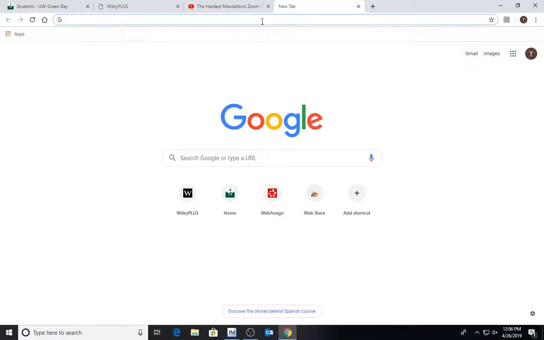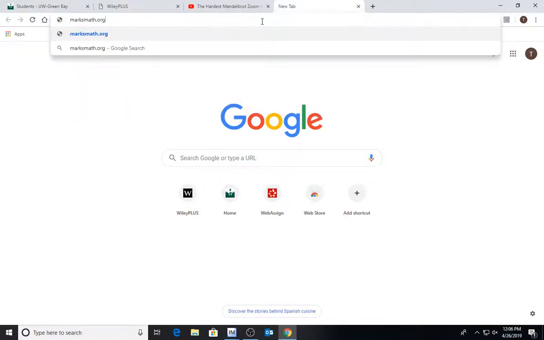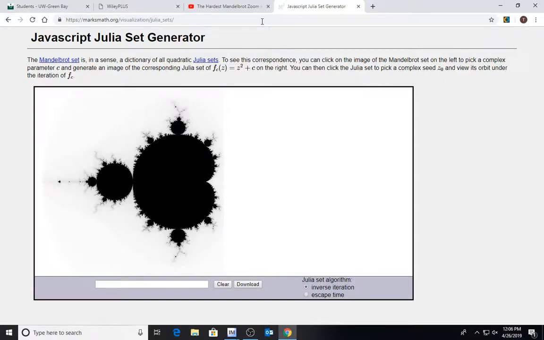So the website that we're going to look at is marksmath.org. So this is a professor at a California university. marksmath.org/visualization/Julia_sets. And this is a very nice generator. You can click on, see, here's the Mandelbrot set, and you can click on any point in there.